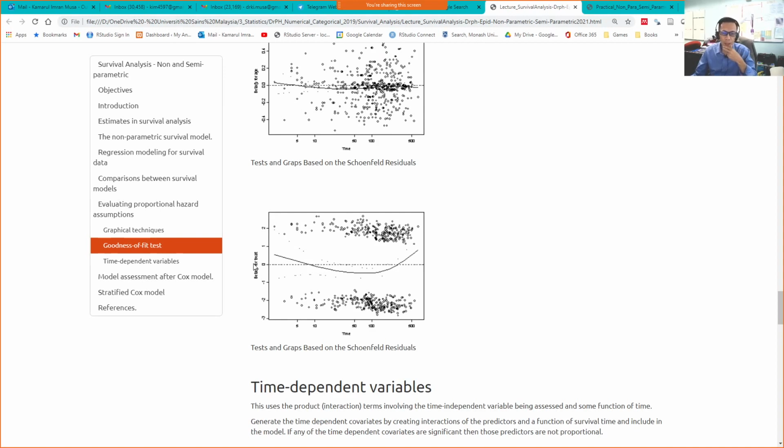This is for treatment. If you look here, there is a curve. It means that for time below 50, the log hazard is like this, but after time 50, the hazard becomes like this. So it is going down first, and then after that it's going up. So the hazard is not proportionate over time. So from this plot, it shows that there is violations of the PH assumptions.